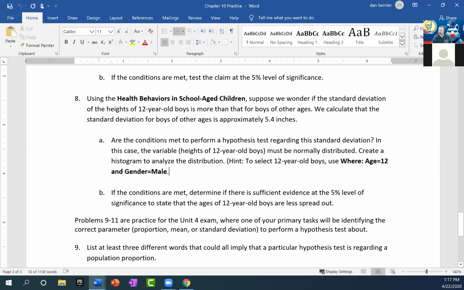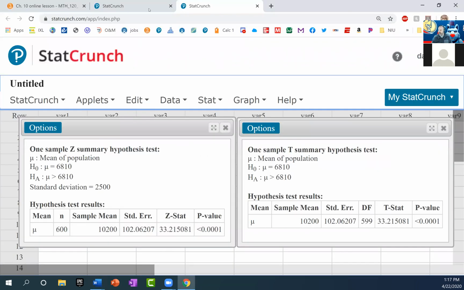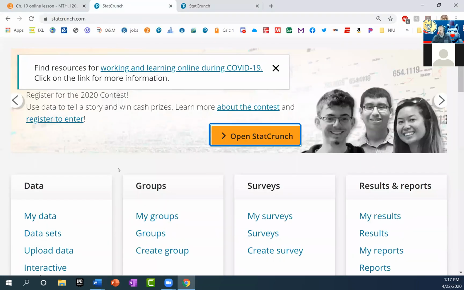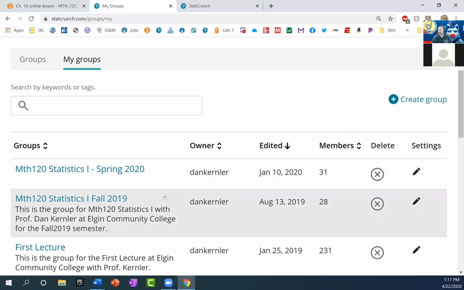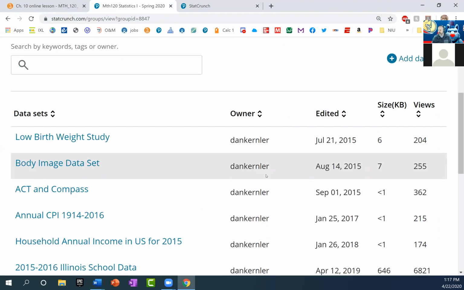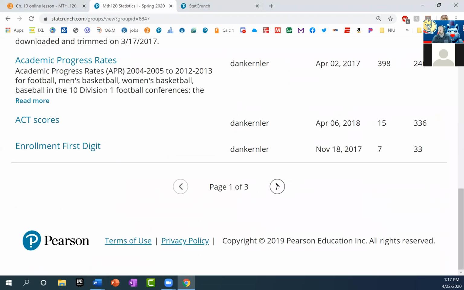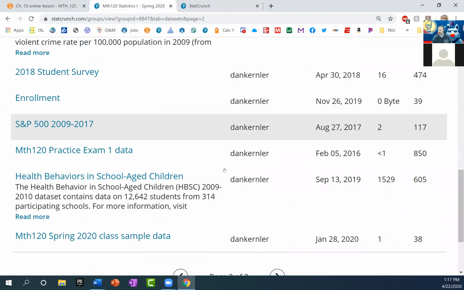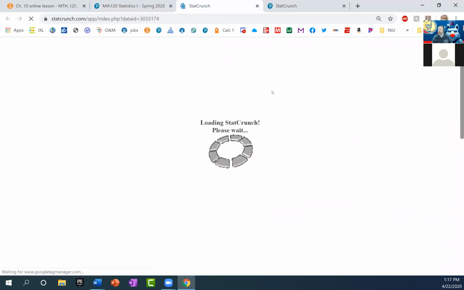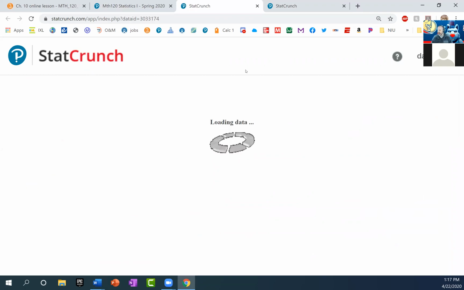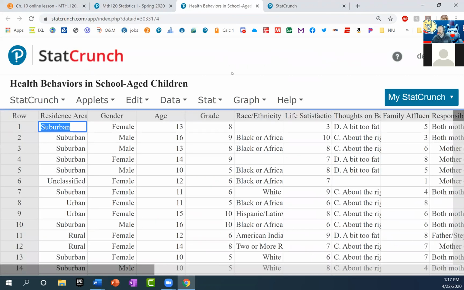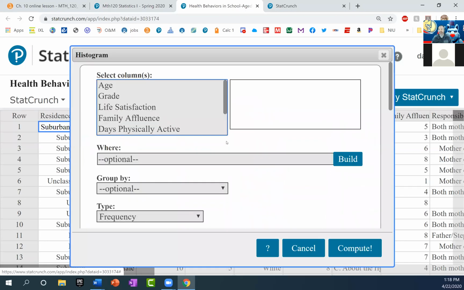So let's create that histogram, but we want to get just boys age 12. Let me go into StatCrunch and my groups. We've got our spring group, and there should be the health data. There we go, health behaviors in school-aged children. Okay, we want to do a histogram. Make sure you are practicing titling all these too, because when I ask this question on the test, I'm going to want a title, so don't forget to do that.